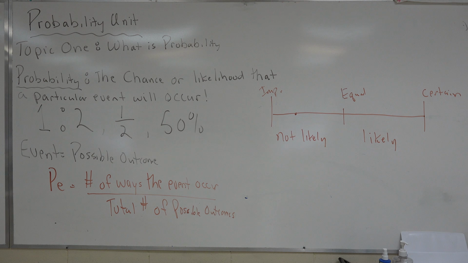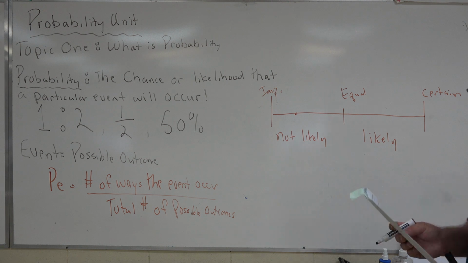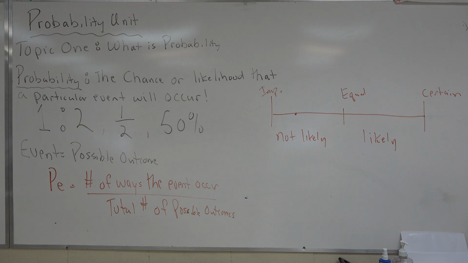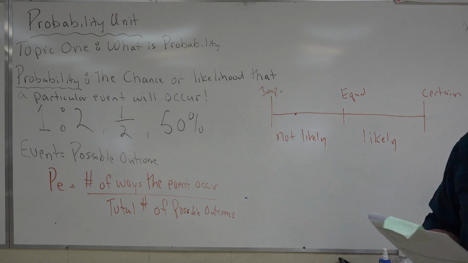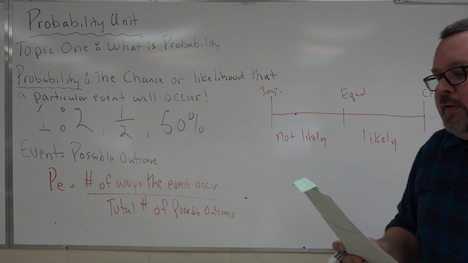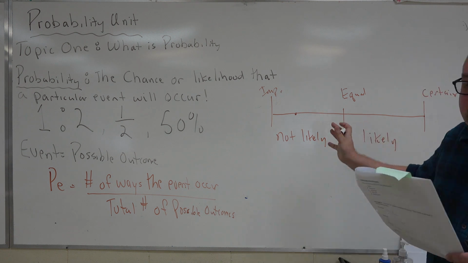Now, for the probability scale, there is a formula: 0 is less than or equal to the probability of the event, which is less than or equal to 1. Now, quite honestly, I'm not getting you to worry about that formula. Just understand how the probability scale will work.